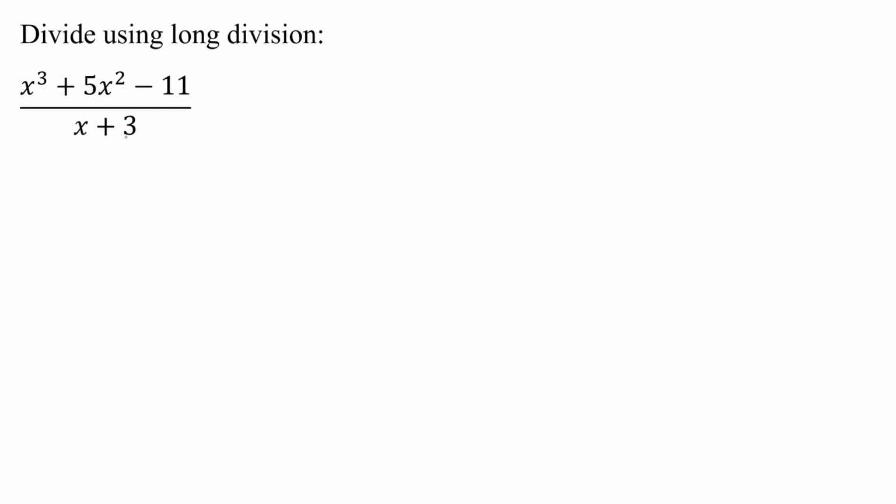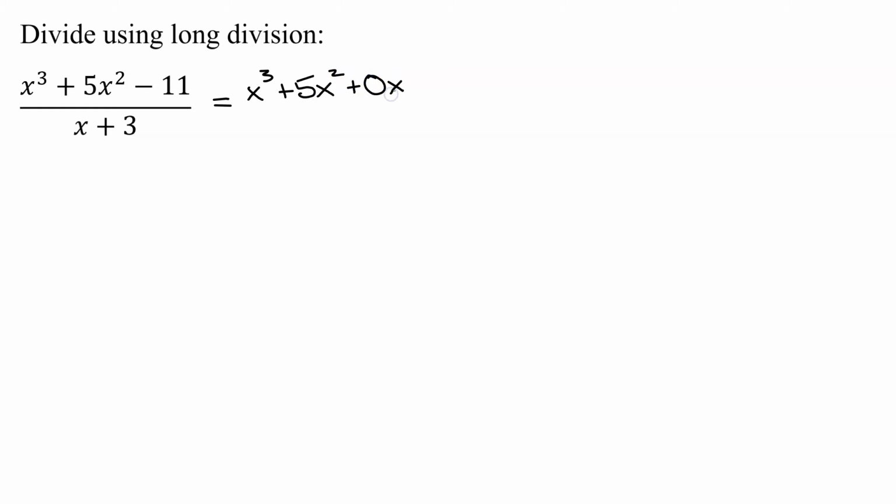Whether we're using long division or synthetic division, it's very important to look for missing terms in both of our polynomials. In the numerator, I have an x cubed term, x squared, and a constant. There's no x term there. And it's very important I put a placeholder for the x term in order to keep everybody lined up. So my numerator is going to be written as x cubed plus 5x squared plus 0x.